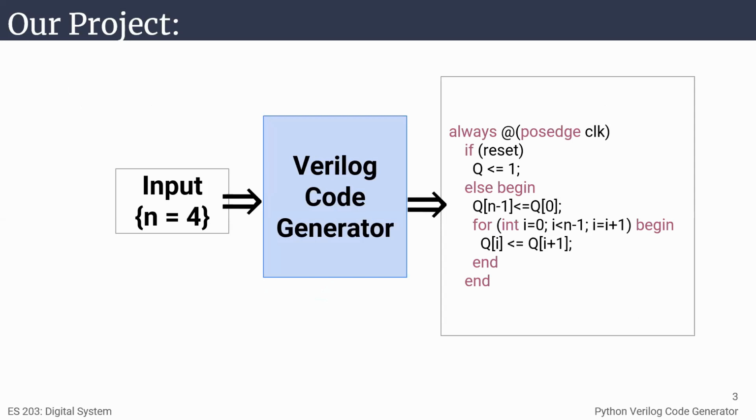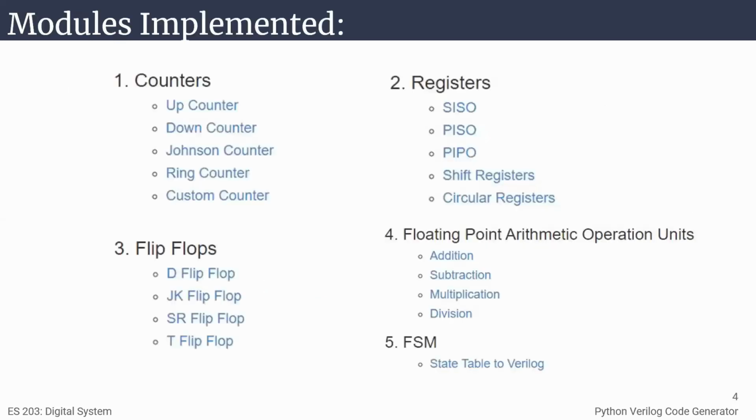We give certain inputs to our Verilog code generator, and these inputs are generally like the number of bits, and whether we want the structural or behavioral implementation, something like that. And the Verilog code generator generates the Verilog code for both the modules and test benches, which can be run and verified either on EDA Playground or ModelSim.